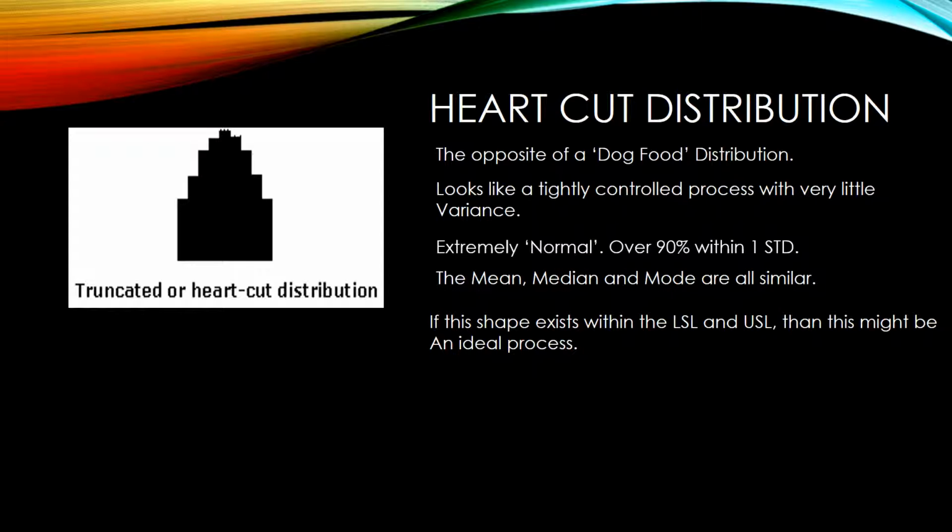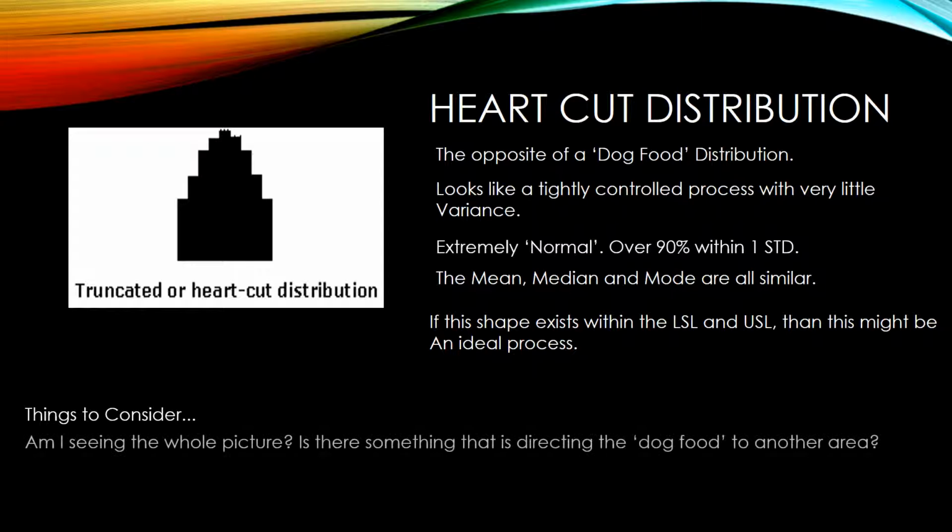The mean, median, and mode are all very similar. This looks like it is kicking out donuts like clockwork. Some things to consider. Am I seeing the whole picture? Is this too good to be true? Is there something that's directing the dog food to another area?